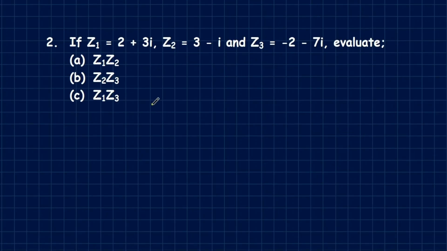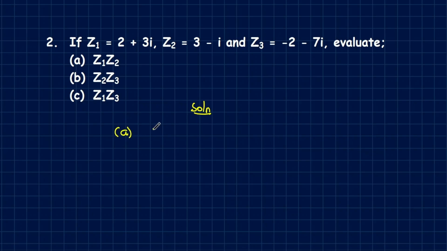In this example, we're given z1 is equal to 2 plus 3i, and z2 is equal to 3 minus i, and z3 is equal to -2 minus 7i. Evaluate the first part, z1 times z2, second one, z2 times z3, and lastly, z1 times z3. So how do we tackle this? The same way. And let's start with the first one.